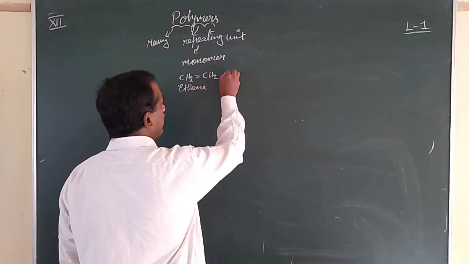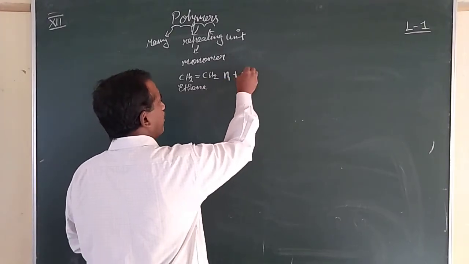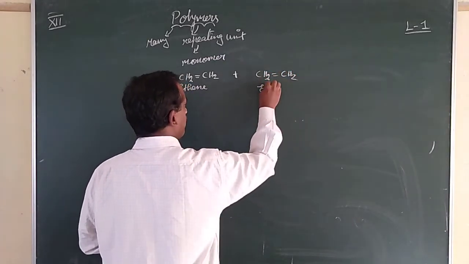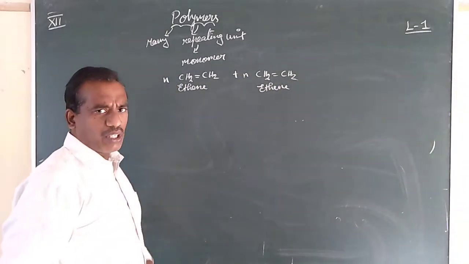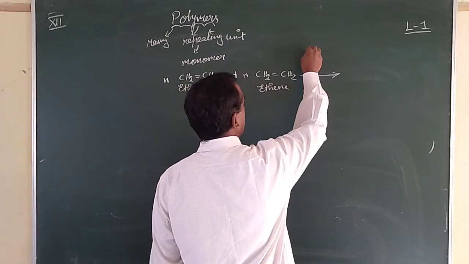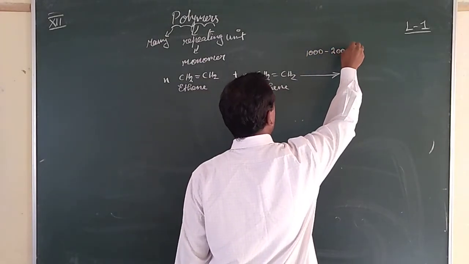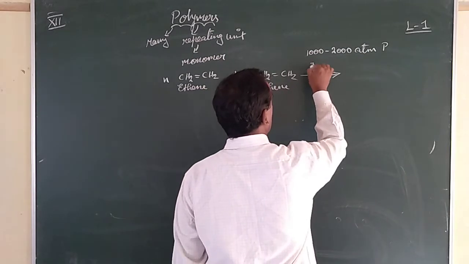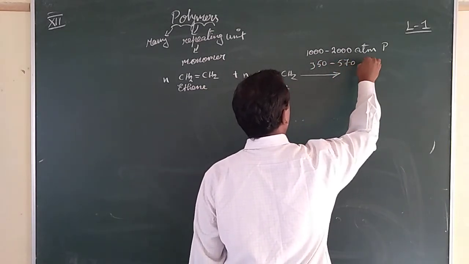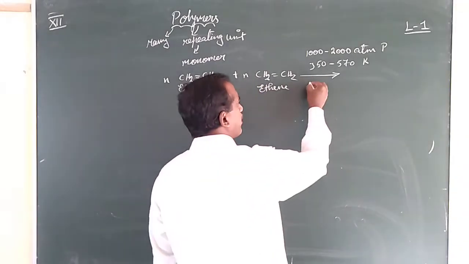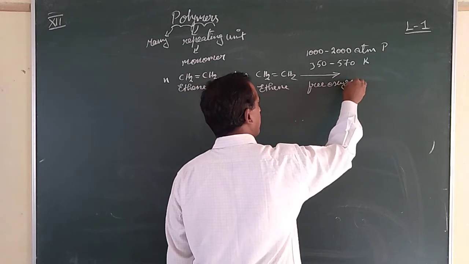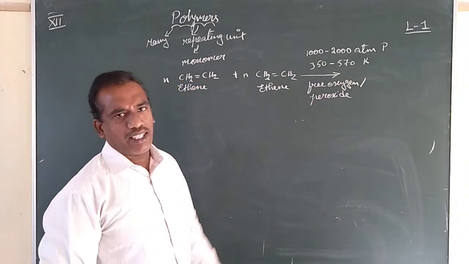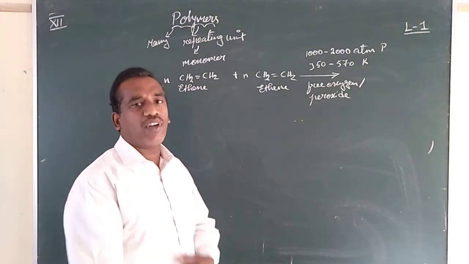Many ethene molecules, not one or two but a large number of ethene molecules, are reacted under some conditions: 1000 to 2000 atmospheric pressure, and a temperature of 350 to 570 Kelvin, in the presence of free oxygen or peroxide, which acts as a catalyst. The ethene molecules will be added to one another.